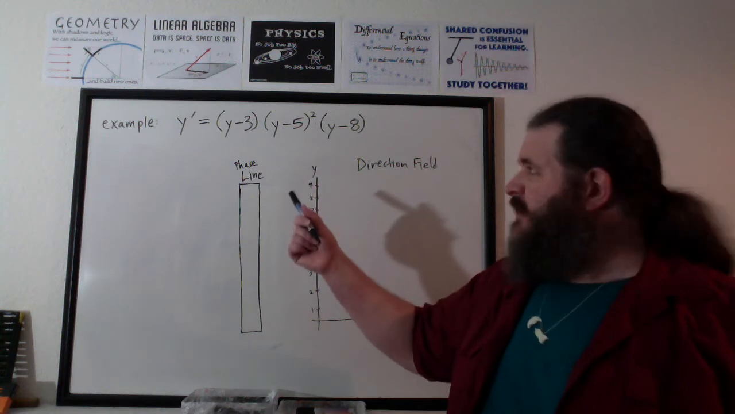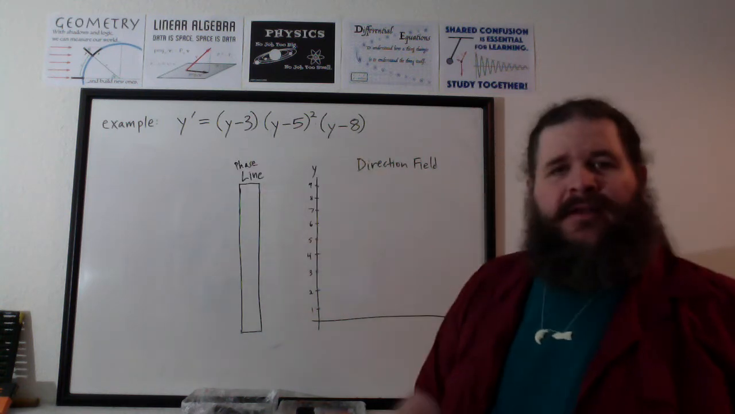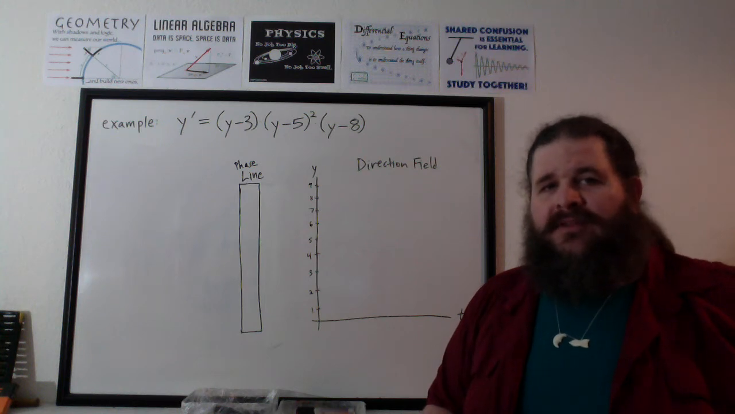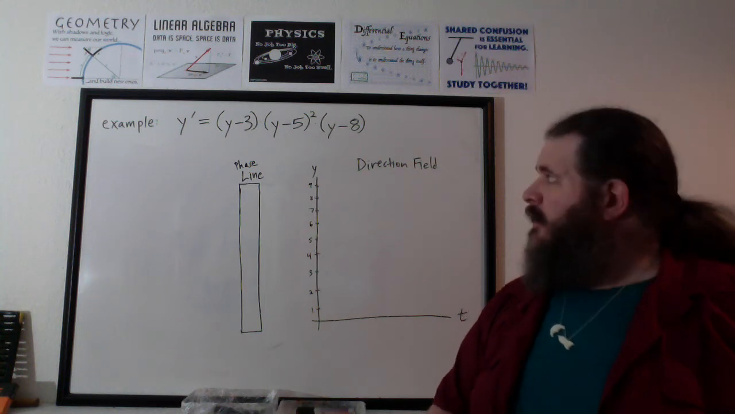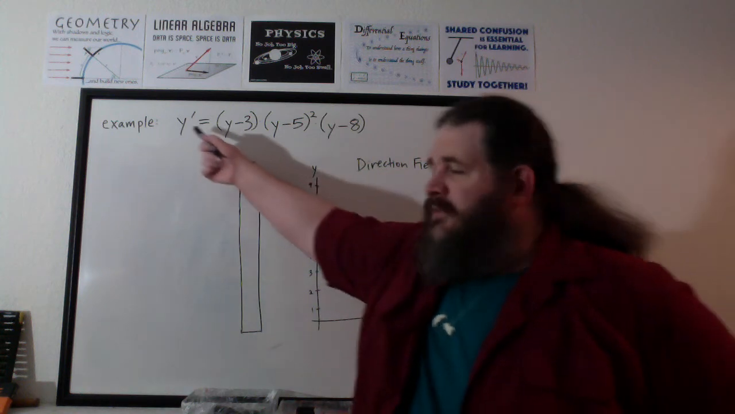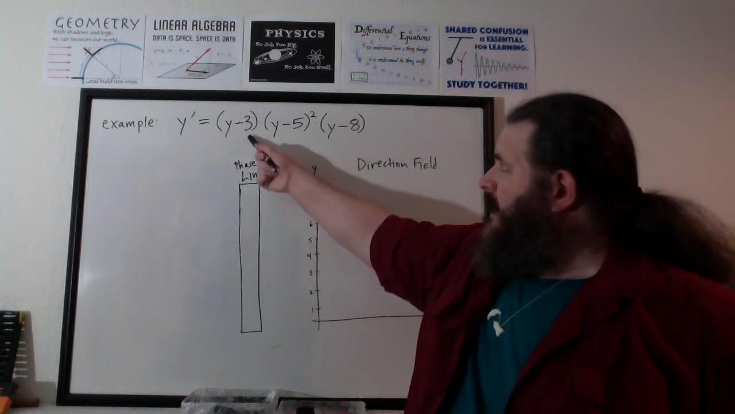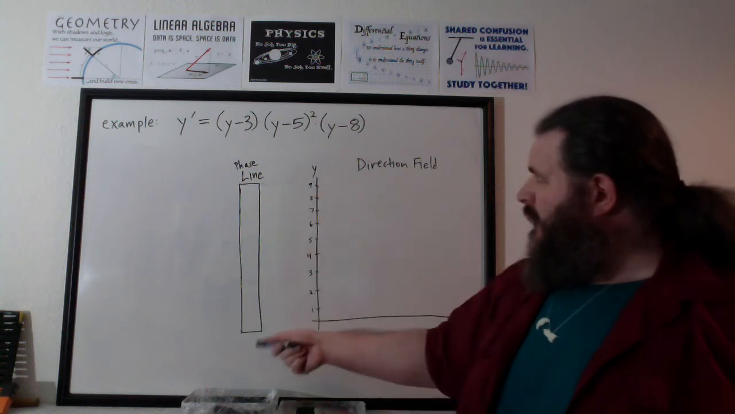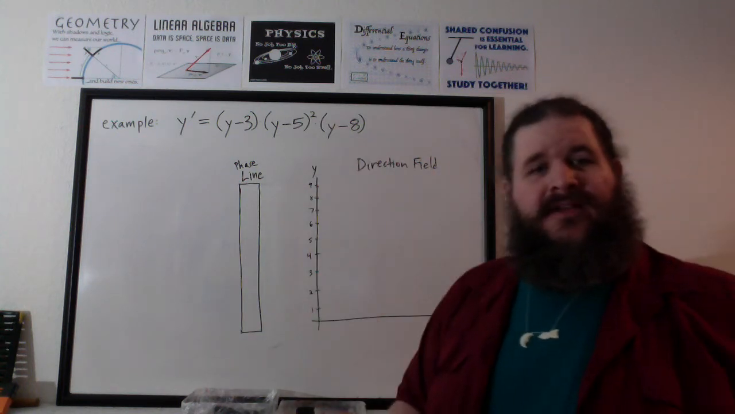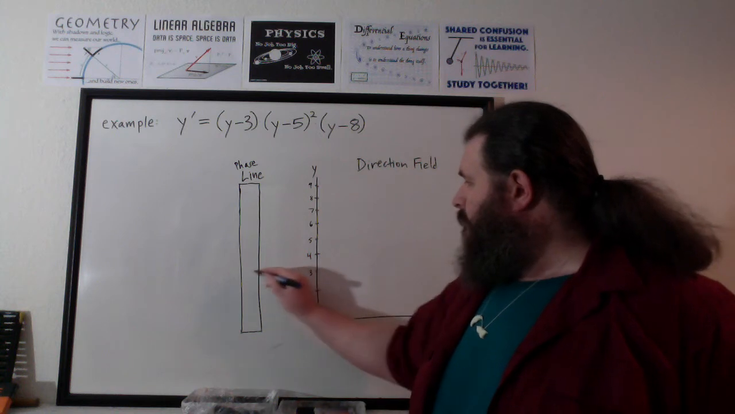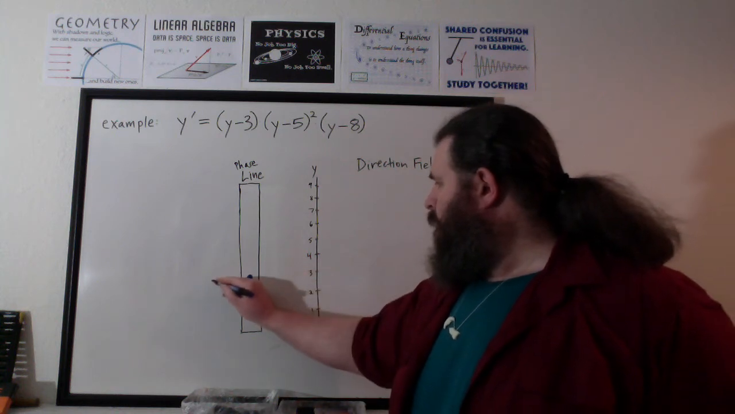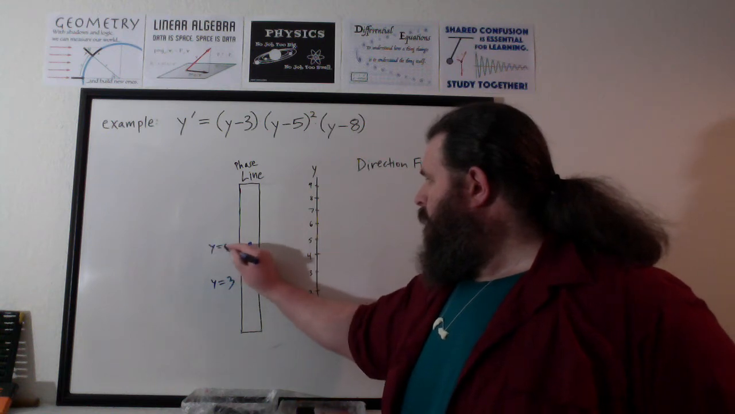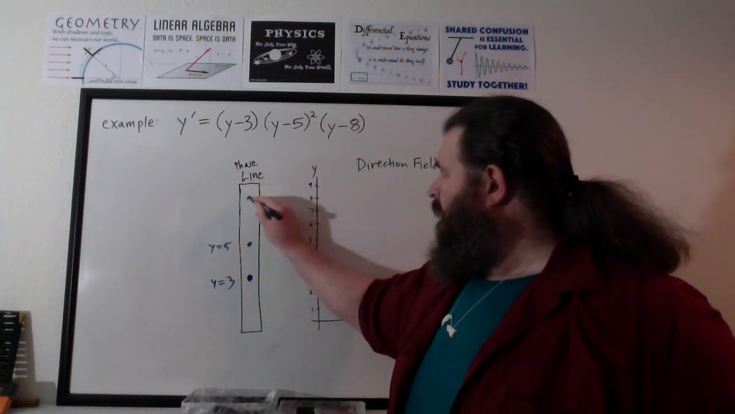Here's another autonomous equation, y prime equals a more complicated polynomial, but I've written it in factored form from the start. Factored form makes it much easier to see where the equilibrium solutions are, because it's quite obvious that y prime is going to be 0 when y is 3 or 5 or 8. So let's mark those on the phase line. I've set up a phase line to scale with the direction field axis just to make things easier. So 3, 5, and 8 will be the equilibrium solutions.